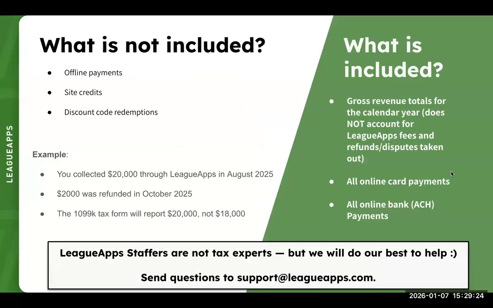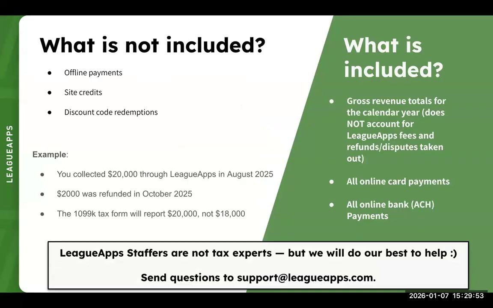All right, so what's included and not included on the tax form? First off, what is included? It's a gross revenue total for the entire calendar year, and it's not accounting for refunds, fees, disputes. I'll get to the example in a second. Essentially, it's all your card payments and ACH payments, gross amount over the course of the year. So what's not included? Offline payments, site credits, discount codes.